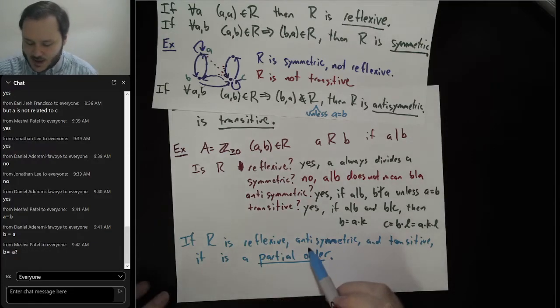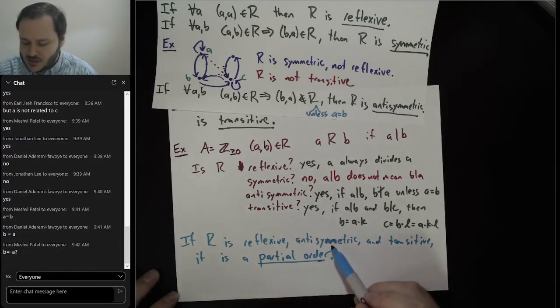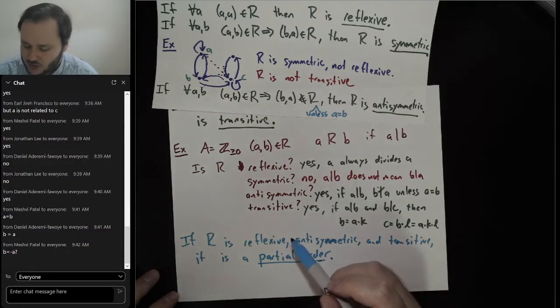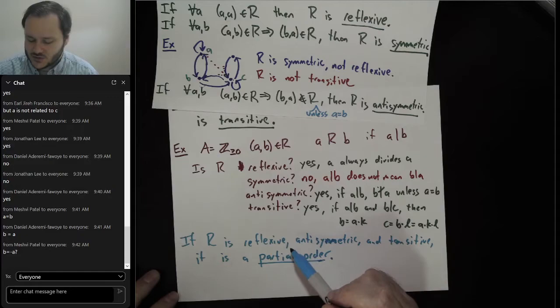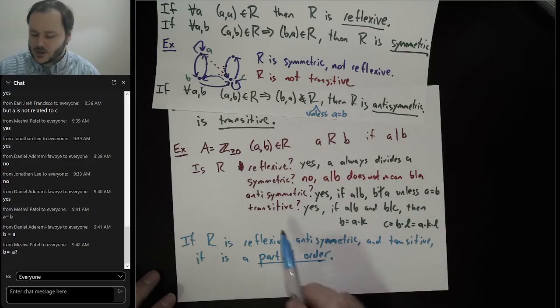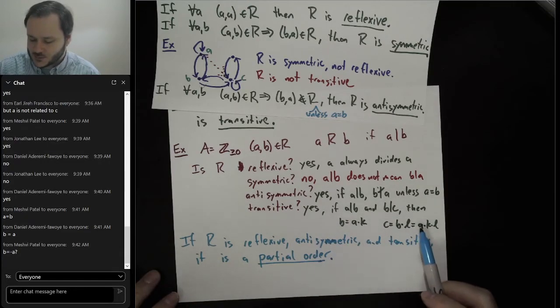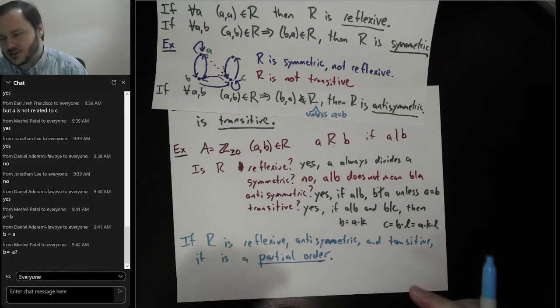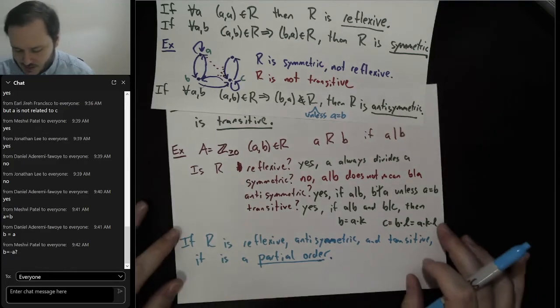Because you're antisymmetric, you can never have A smaller than B smaller than C, and then C actually smaller than A. You can show that that can't happen. If A is smaller than B, then B is bigger than A. And transitive assures that this works the way you want it to. If A is smaller than B and B is smaller than C, then A is smaller than C.